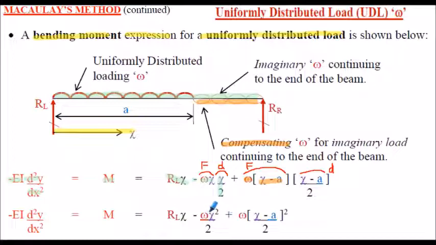All we've done on this next line is simplify the term, so omega x multiplied by x upon 2 is omega x squared upon 2. And here we've got omega multiplied by x minus a in the bracket, and that's multiplied by x minus a upon 2. So that simplifies to omega x minus a all squared divided by 2. And again, in later illustrations, you'll see how we apply this approach to calculating beam deflections.